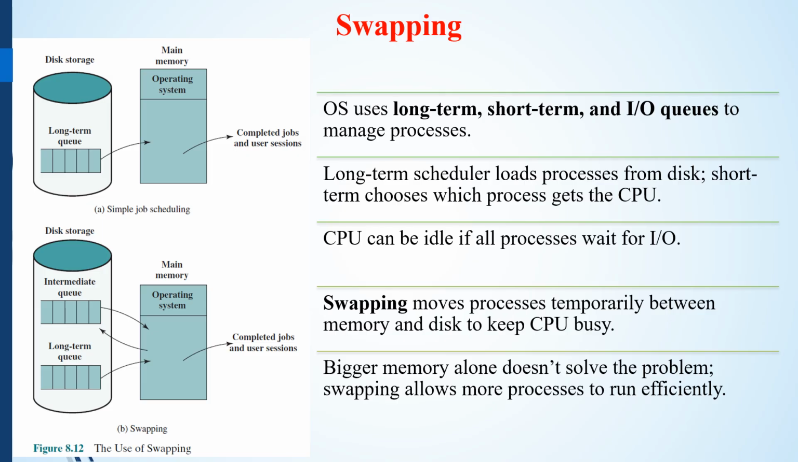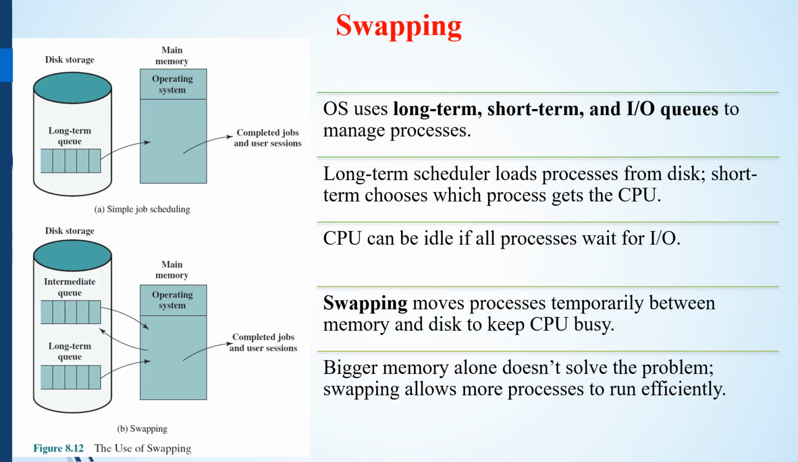But this is still not enough. The CPU is much faster than input and output devices, so sometimes all processes in memory are waiting for input and output, and the CPU stays idle. One idea is to make the memory bigger, but that doesn't really help because bigger memory usually means bigger programs, not more programs. And the fourth solution is swapping.